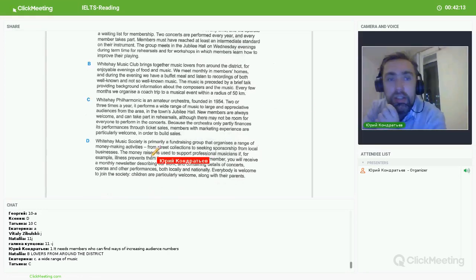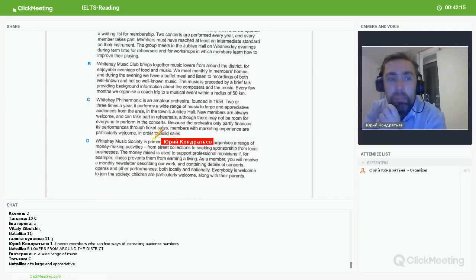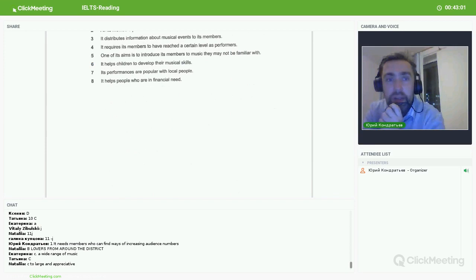But what increases audience numbers? It is build sales. So if you build sales of your tickets, then you increase audience numbers. So the audience is bigger, and so the club needs these members. So these members are welcome. That's another synonym. And if they have also build sales and marketing experience, that's also a synonym for increase audience numbers. Marketing experience and build sales, it's increase audience numbers, and needs, it's welcome. They are welcome.